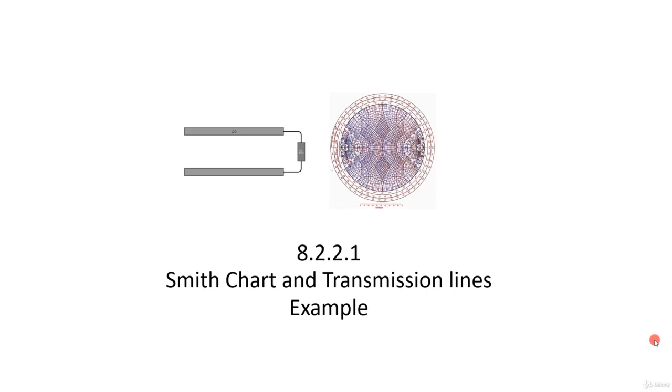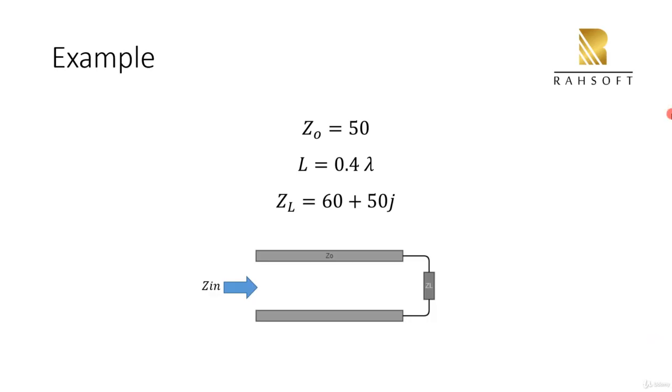In this example, we are going to have a transmission line network which is terminated by a load, and we are going to solve this problem using a Smith chart. So we have some parameters like reflection coefficient, input impedance, and standing wave ratio, and we are going to see how we can use a Smith chart in order to find these values. So let's check our problem.